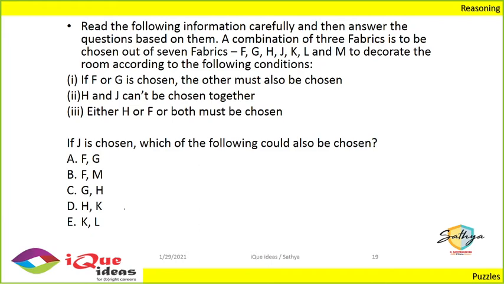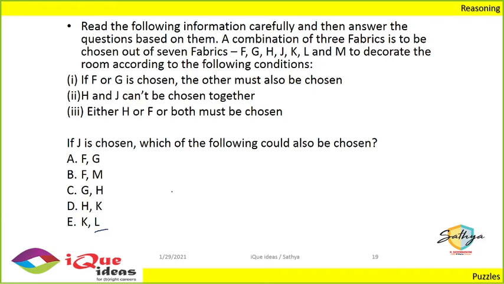If F or G is chosen, the other must also be chosen. If H and J cannot be chosen, either. I think this is very similar to the one we had done, only the names are changed. Guys, do you really want to solve this example? I think it's exactly the same as the very first set of conditional puzzles that we did. Instead of A, B, C, D, it's F, J, H, K, L, M.